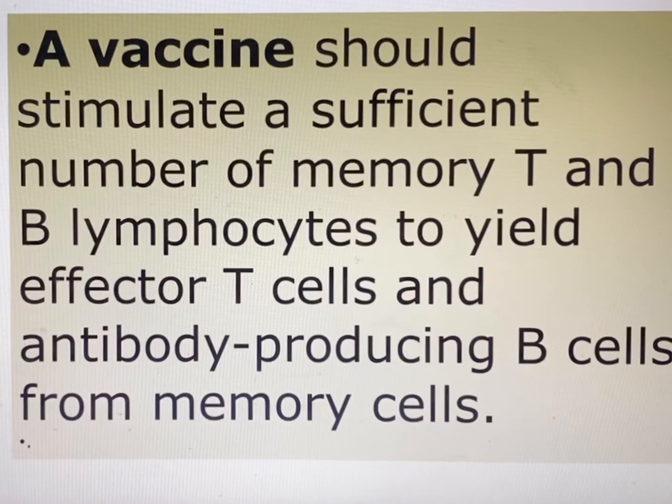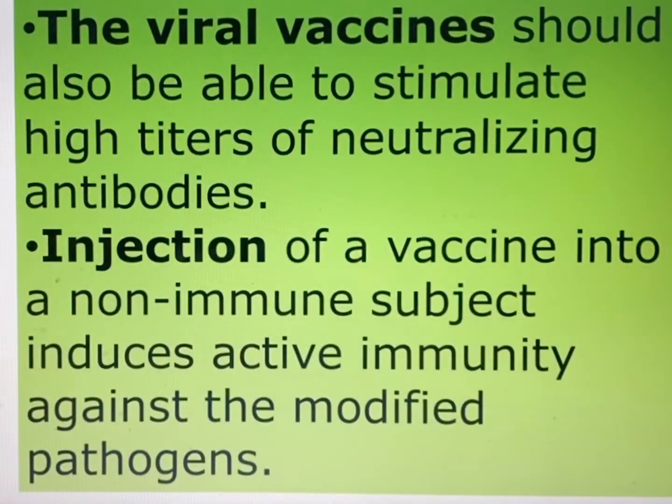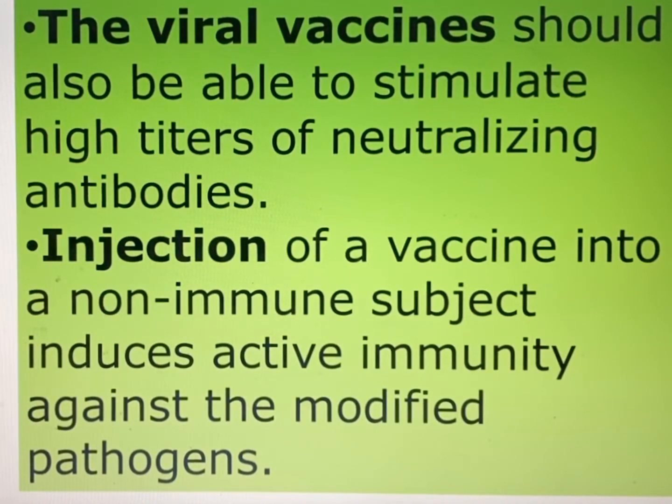A vaccine should stimulate a sufficient number of memory cells and B lymphocytes to yield effector T cells and antibody-producing B cells from memory cells. There are different sorts of vaccines though. The viral vaccines should also be able to stimulate high titers of neutralizing antibodies. Injection of a vaccine into a non-immune subject induces active immunity against the modified pathogens.